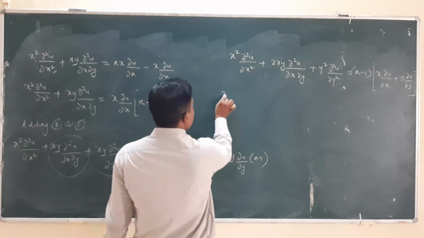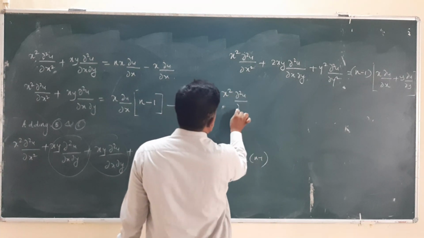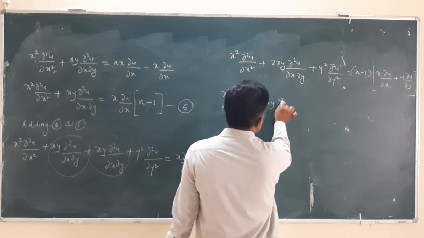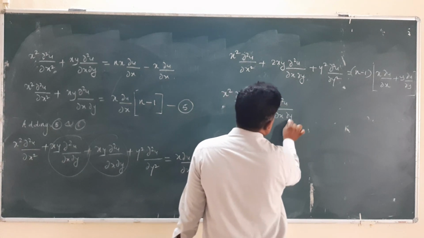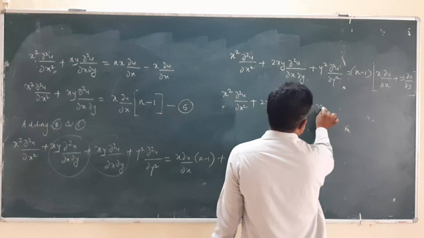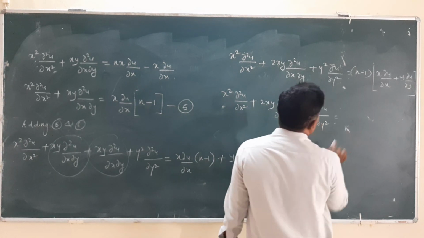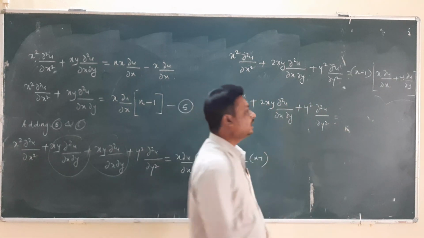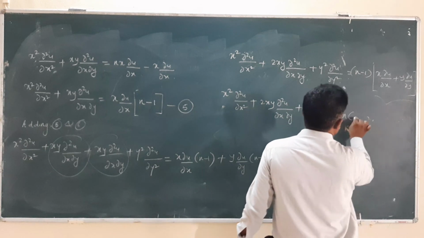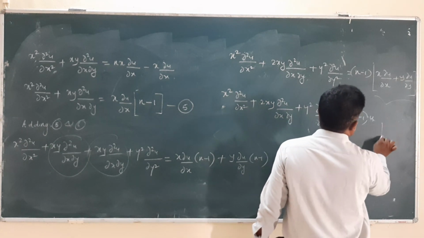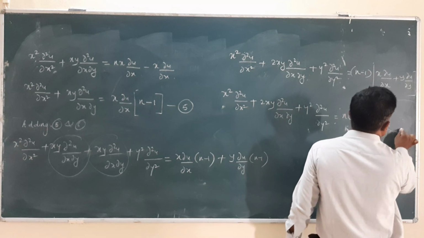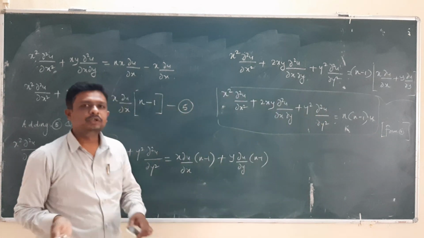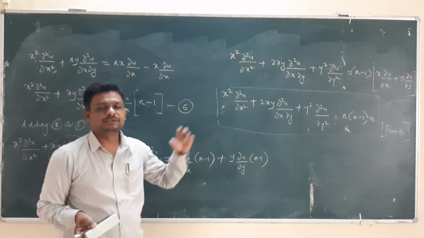Therefore x square dou square u upon dou x square plus 2xy dou square u upon dou x into dou y plus y square dou square u upon dou y square is equal to, so this is nothing but n into u from equation number 4. So that is, this is n into n minus 1 into u from equation number 4. So this is our required result. So in this we have proved Euler's theorem for first and second order partial derivatives. Thank you.